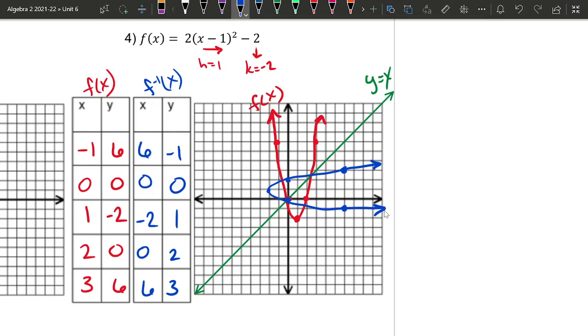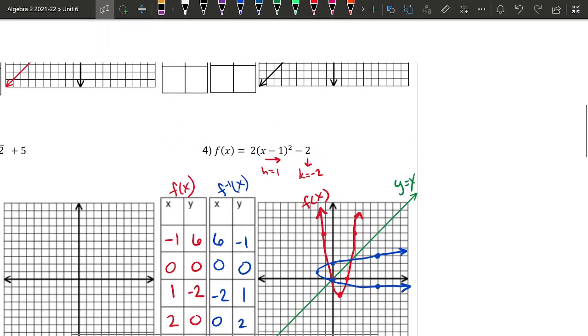So you can see now, if you reflect the parabola, that's what you get. And if we ignored the negative part, it would look just like the graph above.